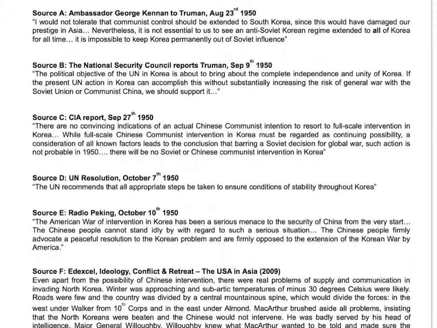Source E, Radio Peking, October 10, 1950. The American war of intervention in Korea has been a serious menace to the security of China from the very start. The Chinese people cannot stand idly by with regard to such a serious situation. The Chinese people firmly advocate a peaceful resolution to the Korean problem and are firmly opposed to the extension of the Korean War by America.